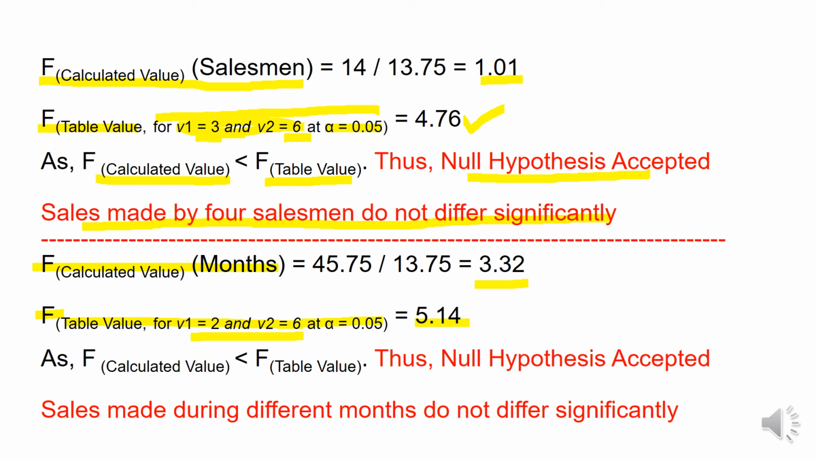Again, we'll set up the proposition to substantiate the null hypothesis. That is, we'll compare the calculated value and the table value. In this case, the F calculated value, that is 3.32, is less than the F table value, that is 5.14, which means the null hypothesis gets accepted in this case. So we will be able to conclude that sales made during different months do not differ significantly. Students, I hope you have gained clarity of the procedure which is to be followed to solve the numerical related to two-way classification.